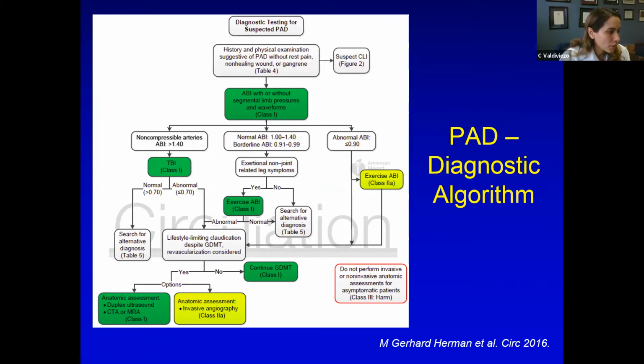If their symptoms are not lifestyle-limiting, then you will just continue with medical therapy. This is a class 1 indication. You should not perform invasive or non-invasive anatomic assessment for asymptomatic patients, since there's really no benefit and you're more likely to cause harm actually than benefit.